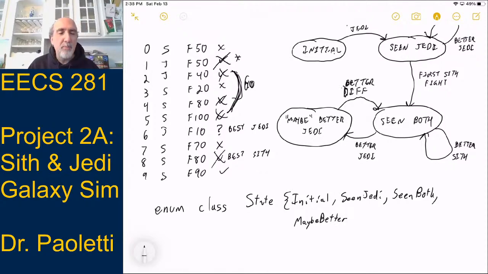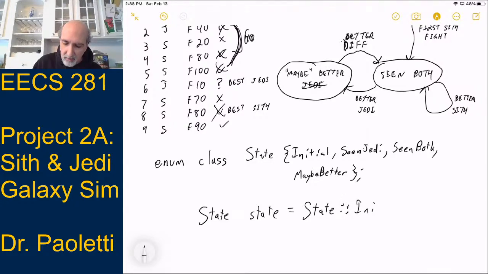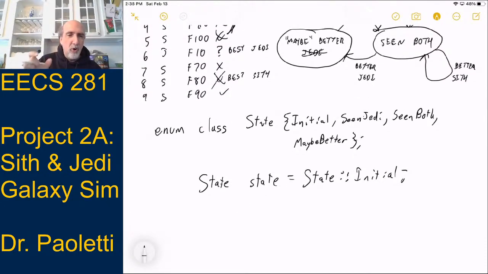And I'm going to make this generic because remember, I've got to do the same thing for attack mode and ambush mode. So they will have different variables, but the same idea. So let's just call this the maybe better state. Let's keep it generic. Curly brace, semicolon. So then what I could do is declare later on a variable of type State called state, and I set it equal to State::initial. So we have to say the type name :: the value name.